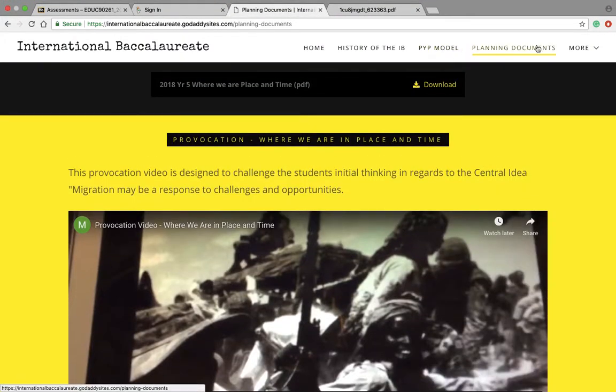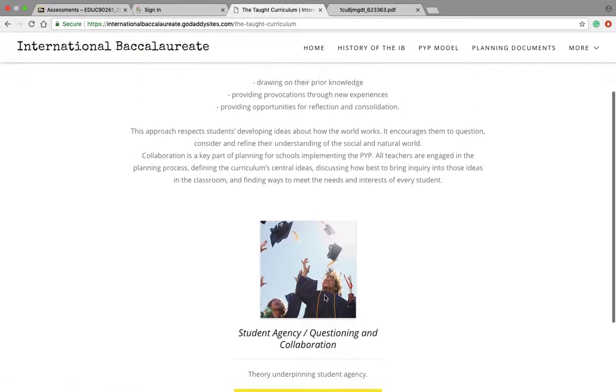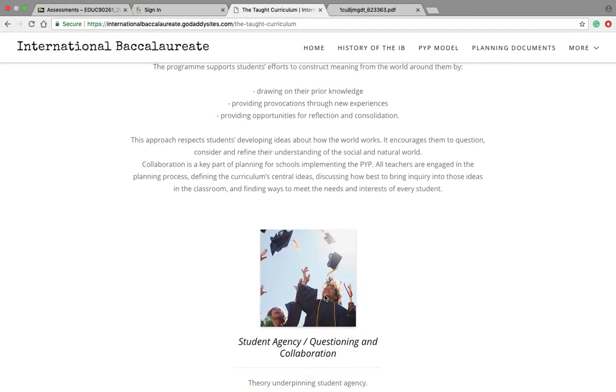Okay, let's go back to the taught curriculum. In this particular instance, the second element that I'm going to focus on is the notion of student agency. The approach respects students' developing ideas about how the world works. It encourages them to question, consider, and refine their understanding of the social and the natural world.